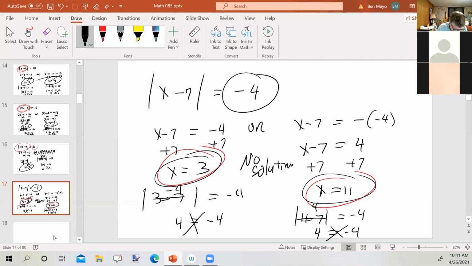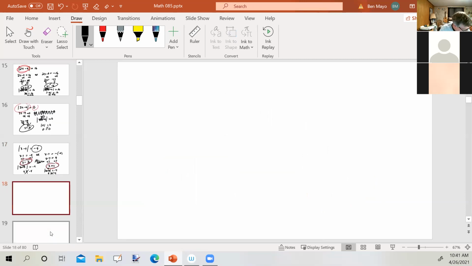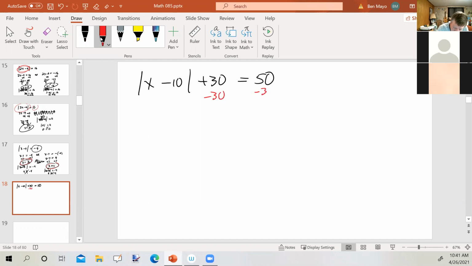Okay, now let's say we've got a situation like this. We've got the absolute value of x minus 10 plus 30 equals 50. I haven't had to mention this until now, but we want to isolate the absolute value term before we split it up into two possible equations. So in this case, the first thing we'd want to do is subtract 30 from both sides of the equation. Then we would get the absolute value of the quantity x minus 10 equals 20.